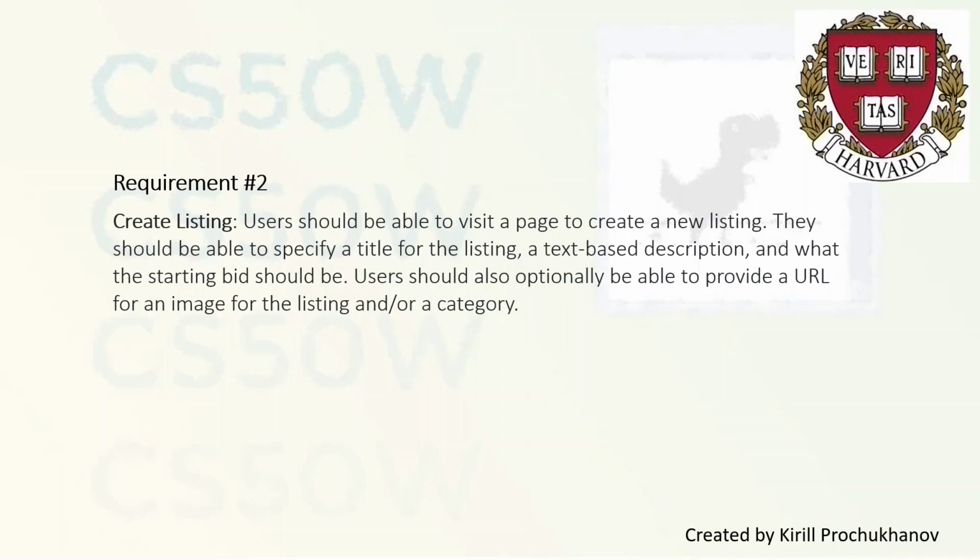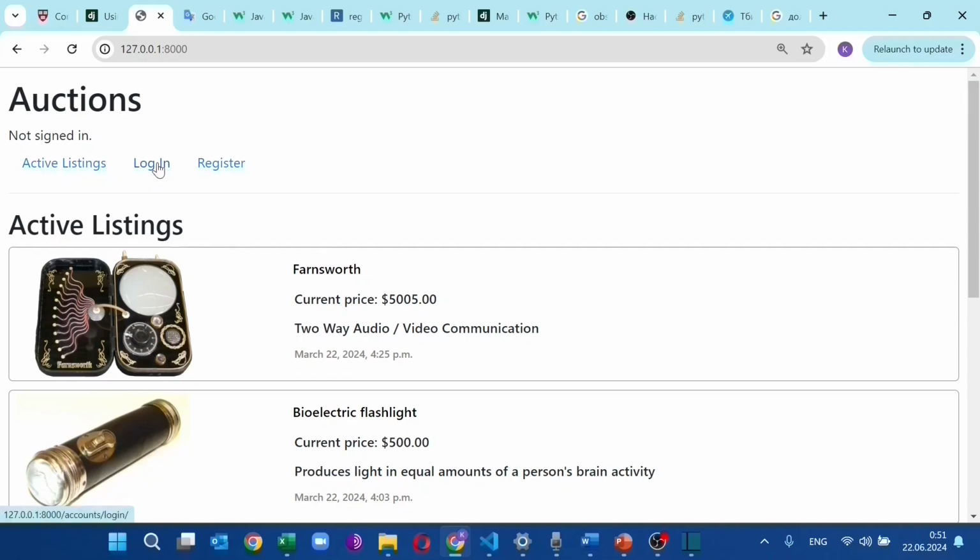Users should be able to visit the page to create a new listing. They should be able to specify a title for the listing, a text-based description, and what the starting bid should be. Users should also optionally be able to provide a URL for an image for the listing and or a category. Okay, let's log in as John.